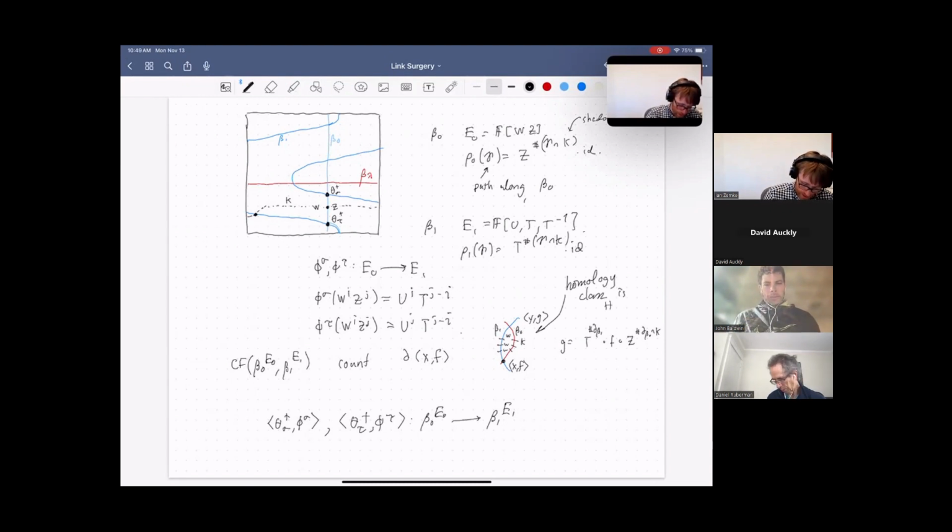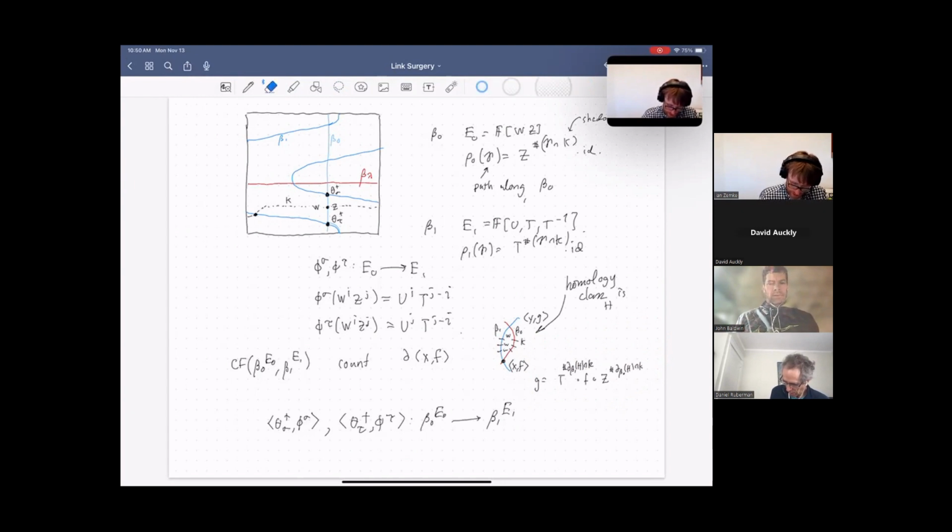Then what we're going to do is the map G will be the intersection of the beta boundary of this homology class H with K, and then we intersect the beta 0 boundary with K. We count the intersections. That gives us the power of Z. Then we compose with F, and then compose with the power of T given by the beta 1 boundary of the homology class intersected with K. And then this whole thing we're going to multiply by U to the NW of the class.